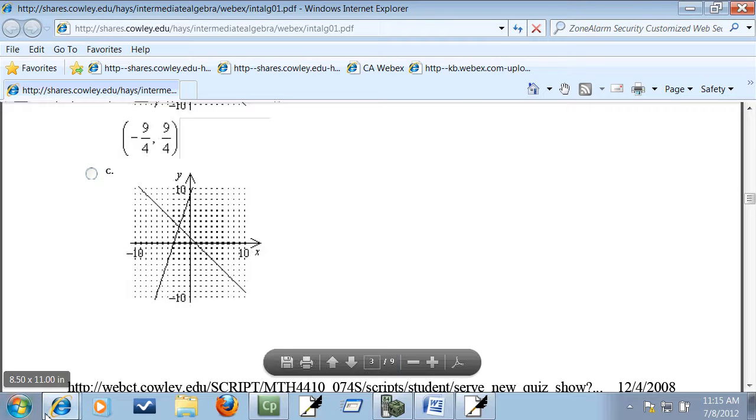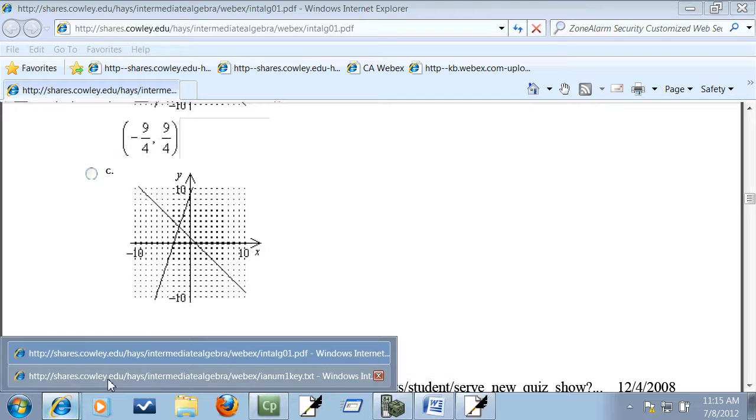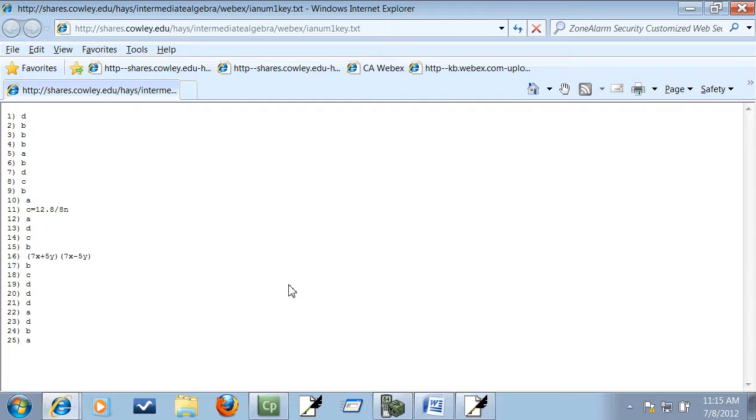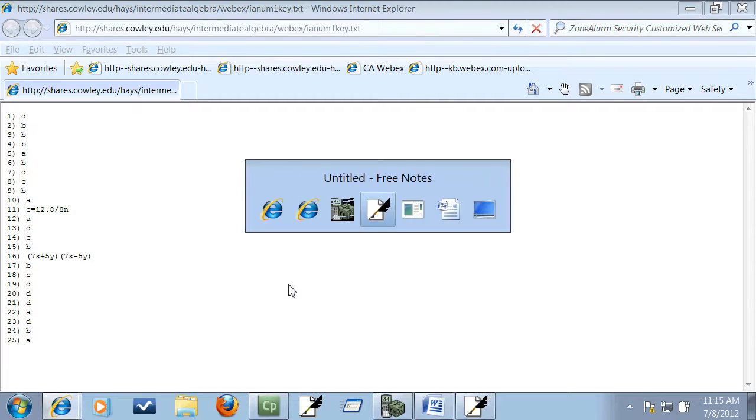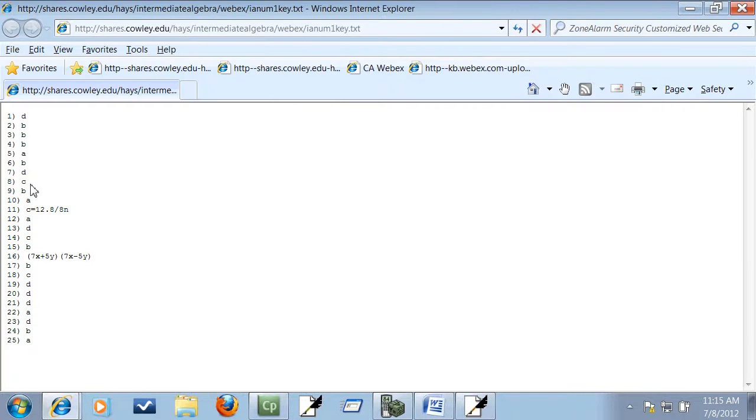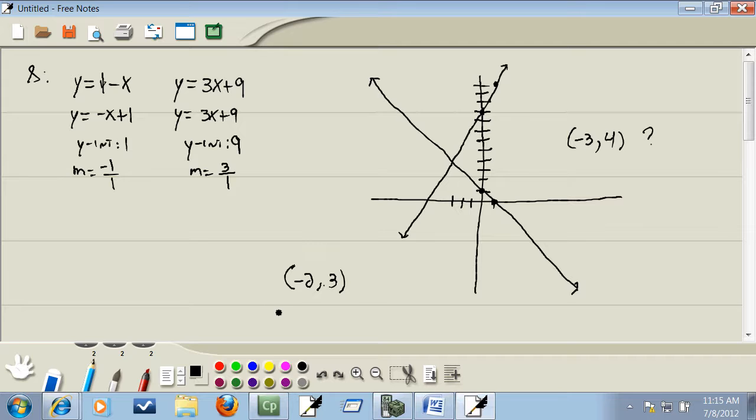Now one of my answers is wrong on here already, so I need to go back and correct that. But let's check this one. What is this one? 8. C. Okay. So that'd be our answer. Negative 2, 3. You can see the problem with doing this freeform is I missed it by a few.